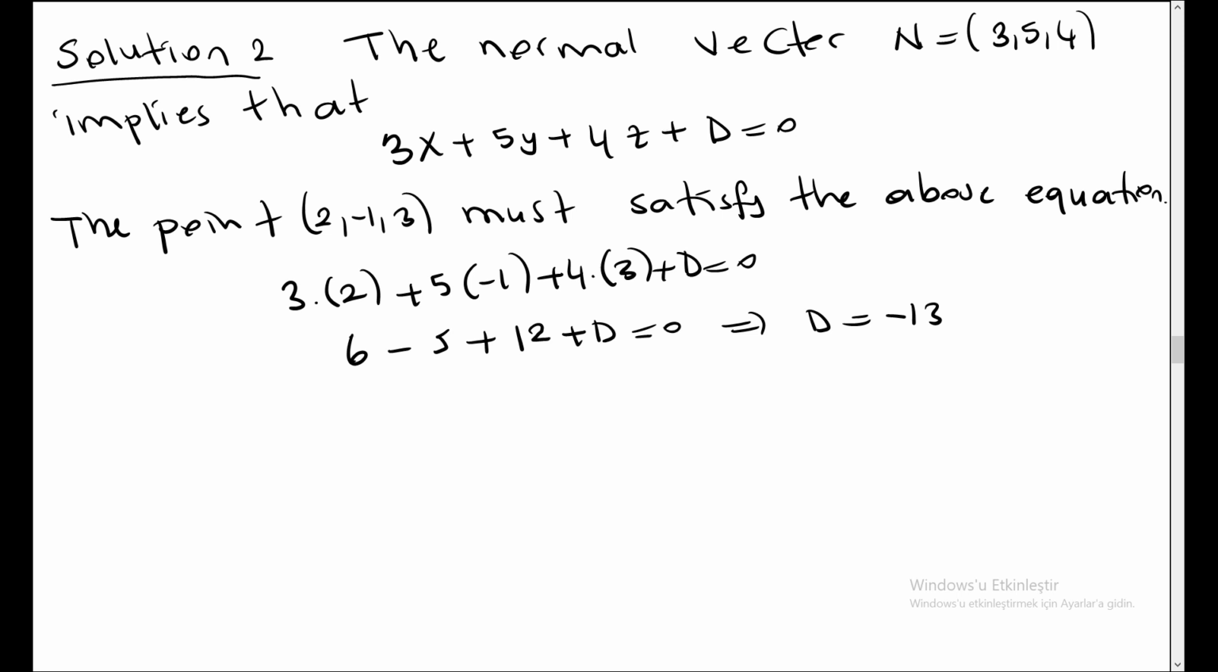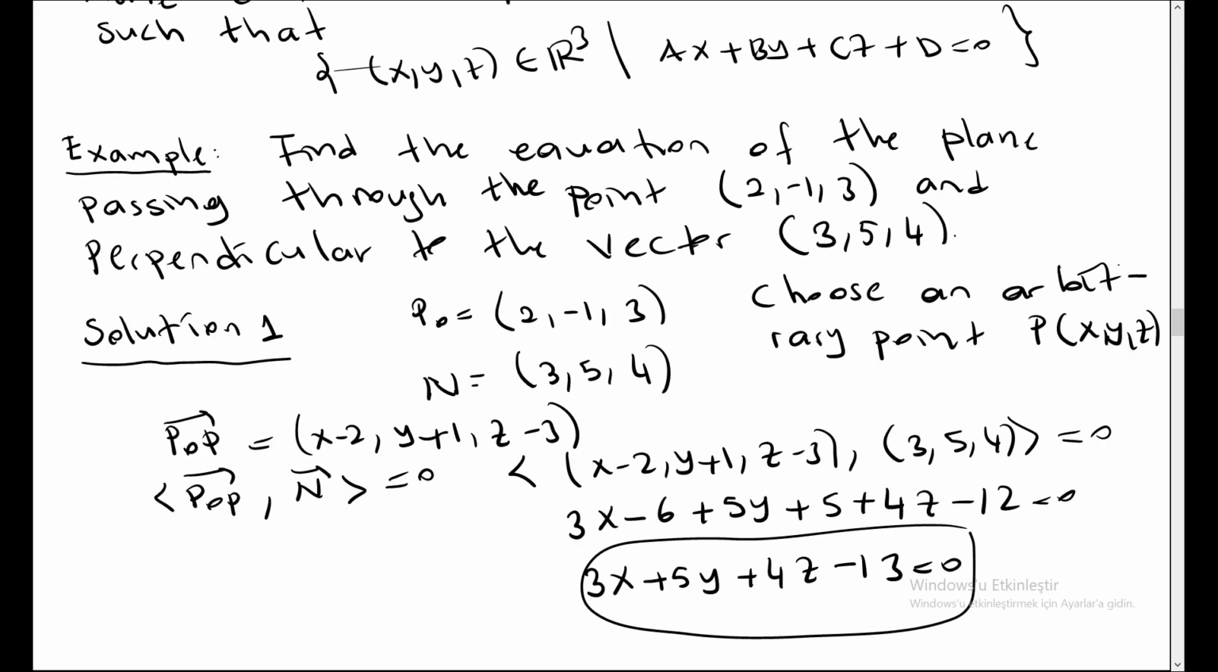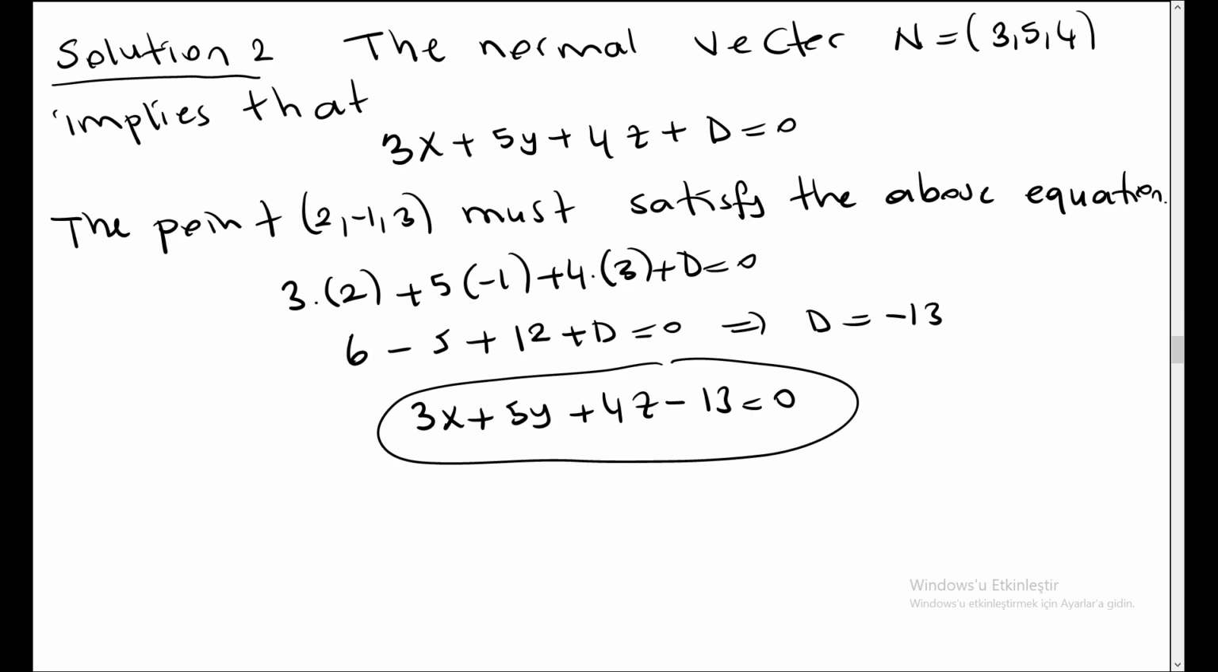So if you put this d here, 3x plus 5y plus 4z minus 13 will be 0. This is the same equation, is it? Yeah. We will generally use this second solution, okay, because it is more practical.